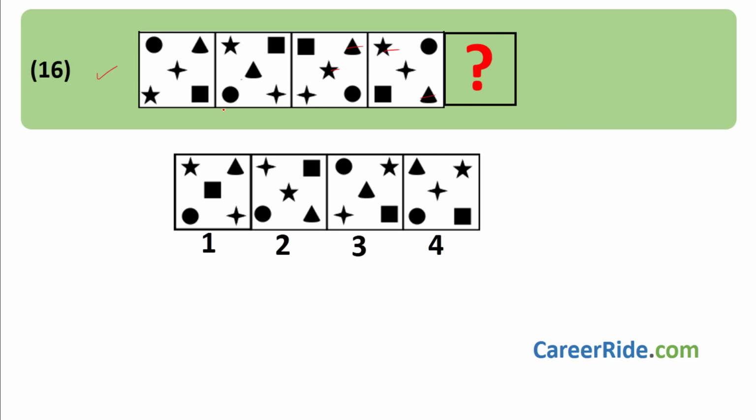Okay, let us try to decipher. What we have learned is that if you are not able to find the little by little change, then try to find a group and see how the group changes. Okay, now let us assume this as a group.